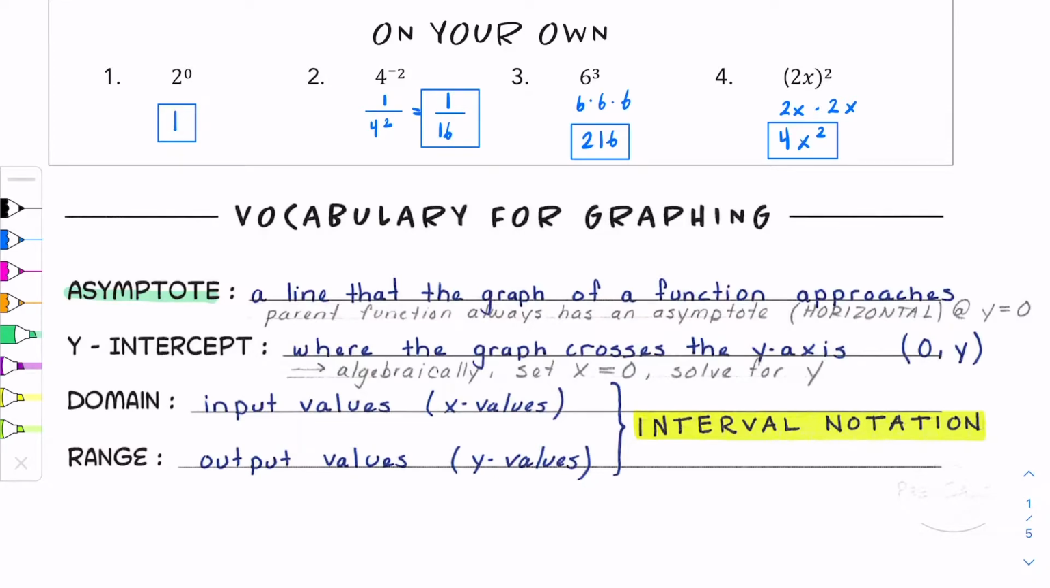The parent function of an exponential function, because that's what we're dealing with, always has an asymptote at y equals 0, and that's a horizontal asymptote. Of course, this can shift up or down with the function, but that's where the parent graph has an asymptote. When we're graphing, the y-intercept is another important factor, and this is where the graph crosses the y-axis. If you were doing this algebraically, you would set x equal to 0 and solve for y. For the parent function, the y-intercept is always at 1.